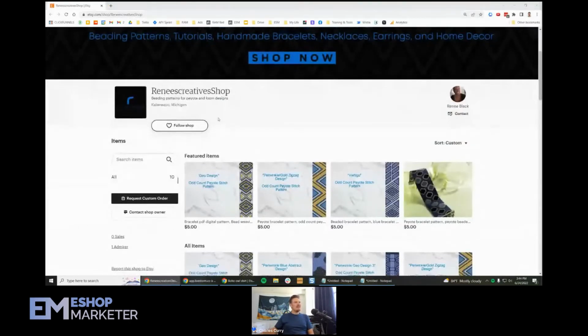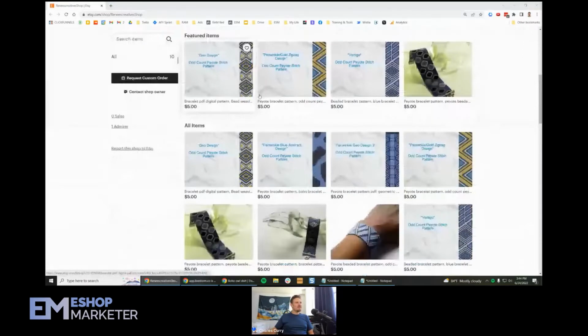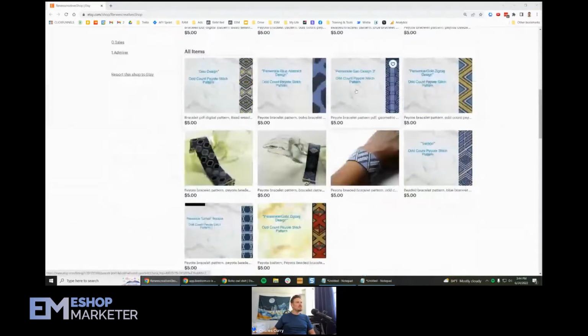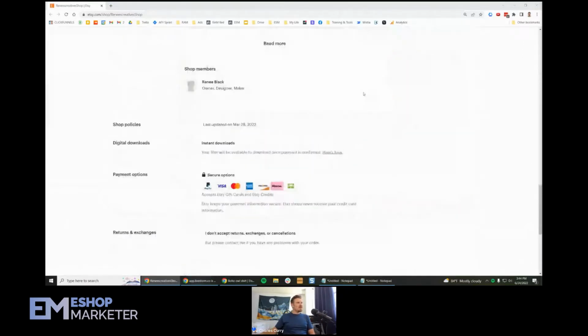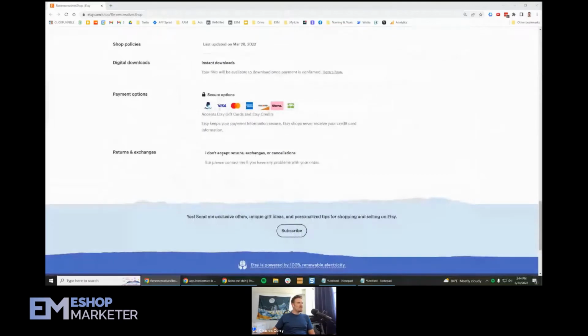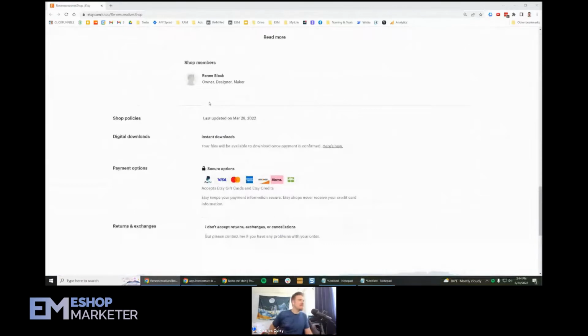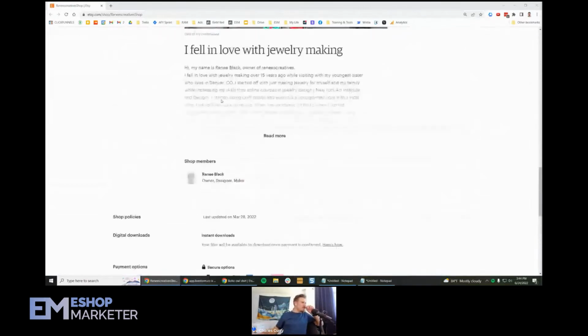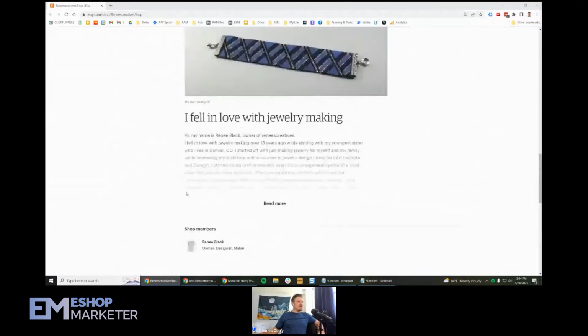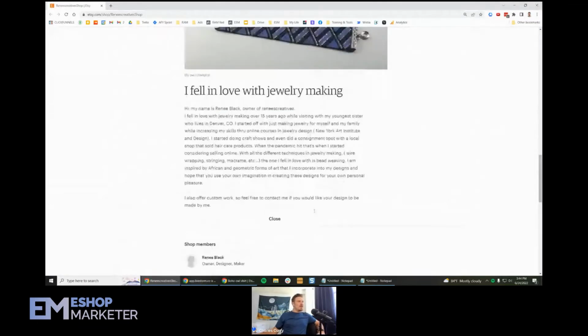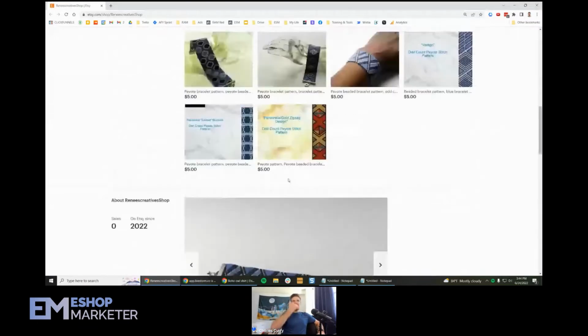So we got 10 items, some looks like some peyote jewelry. And let's scroll down here. So we've got "I don't accept returns, but please contact me." Instant downloads. "Your items will be available to download once payment is confirmed." You can put your photo right there. I would recommend that, because I know you had it all the way up at the top already. And we got a good little about section. Okay, so it looks like all good details.